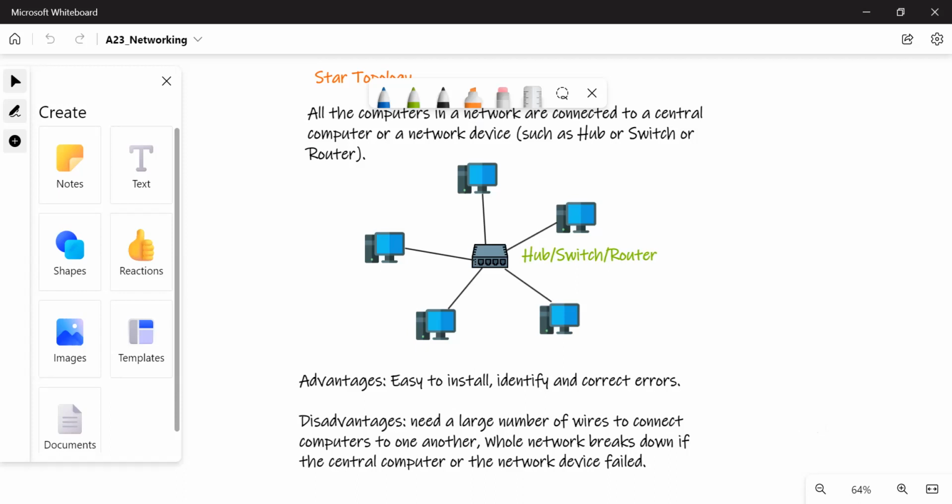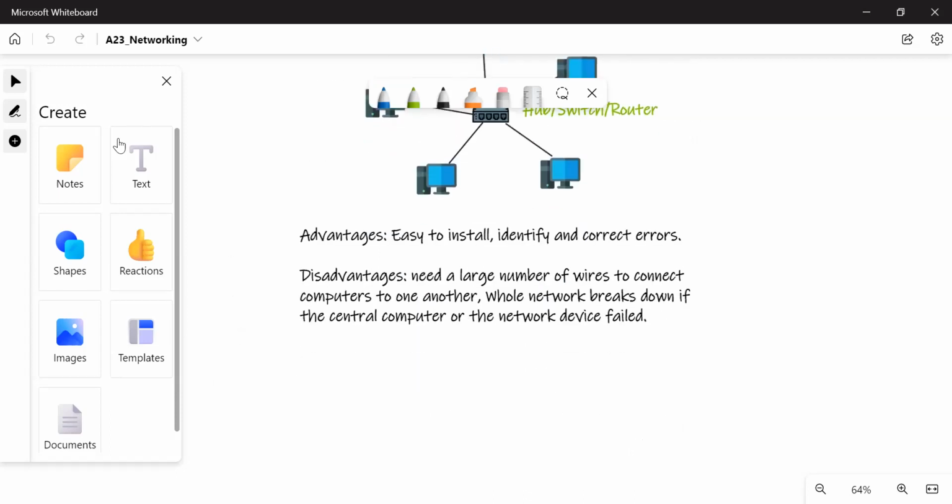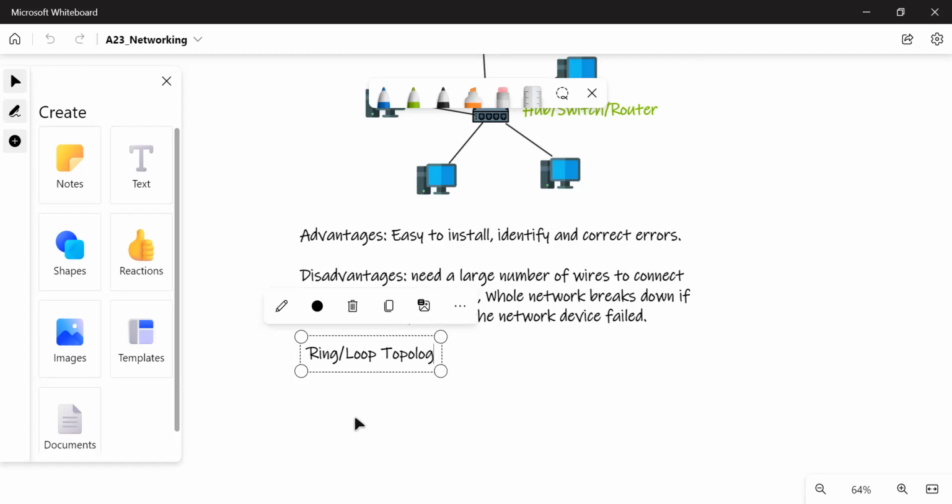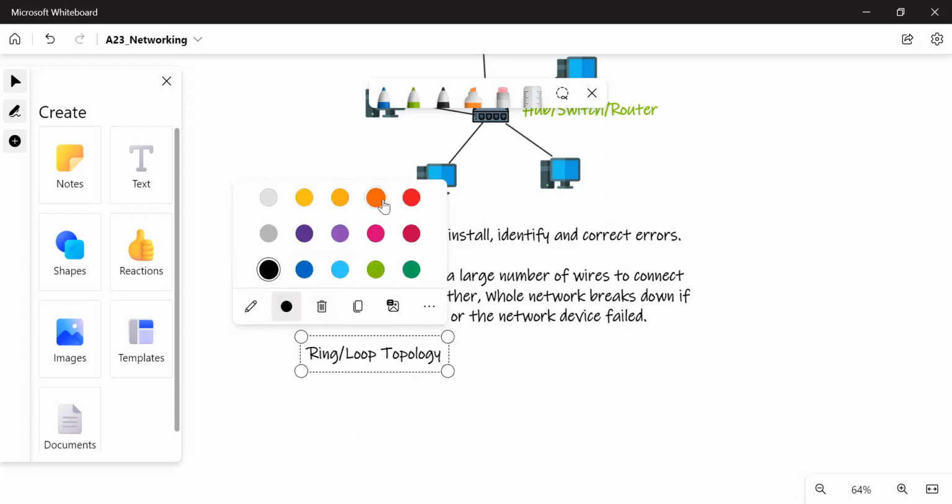Right. So today we are going to look at the next one, the ring topology, or we will also say it's loop topology. So let's start with that. So the next one we call ring topology or loop topology, right? Ring, or we call loop topology.